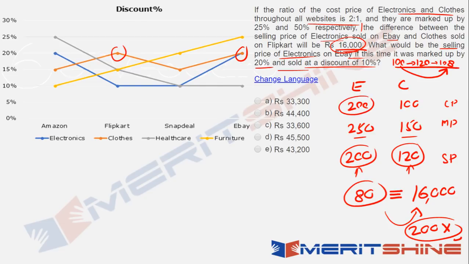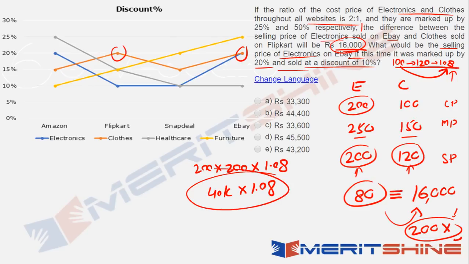For electronics, this was the number that we started with, 200, but this is the multiplying factor. So 200 into 200 is the actual cost price of electronics, and after that it's 8% above. So into 1.08. This is nothing but 40,000 plus 8%. It's 40k into 1.08. Not too difficult. If you look at the options, there is just one option that can satisfy. It will be option E, that's 43,200 here. It's a nothing calculation. 40,000 plus 4,000 minus 2%, or 40,000 plus 4,000 would be 10% minus 800. It's 43,200. But yes, use the unitary method. It makes it easier. Lengthy read, not too difficult.